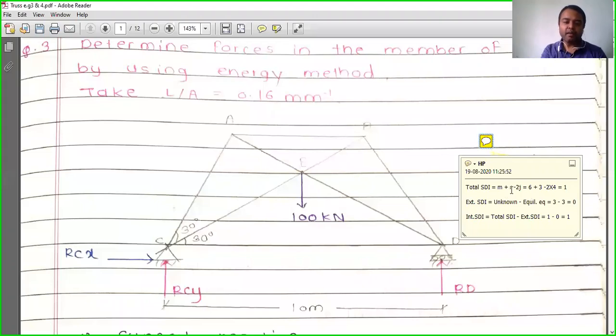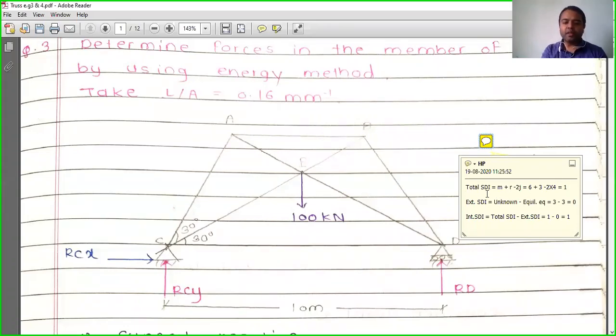Next, R, number of reactive components. At C, there is a provision of hinge support, that's why 2 reactive components. At D, there is provision of roller support, that is, here will exist a single reactive component. So 2 plus 1, 3. So R, number of unknowns, will be equal to 3. So 6 plus 3 minus 2J, number of joints. Here I have taken number of joints 1, 2, 3 and 4. So we have got total SDI equals to 1.